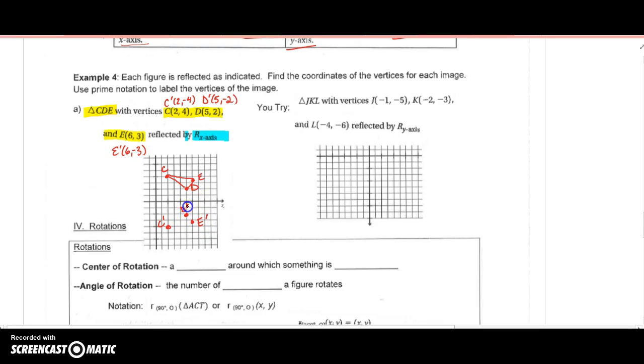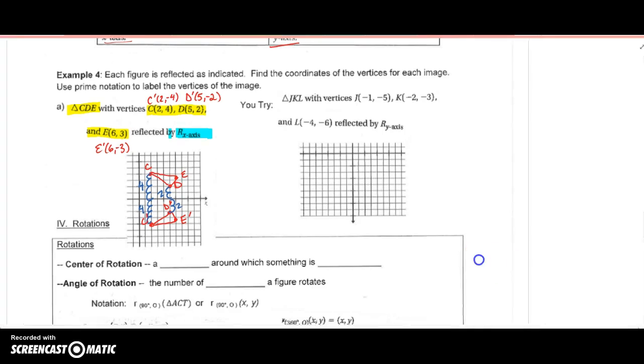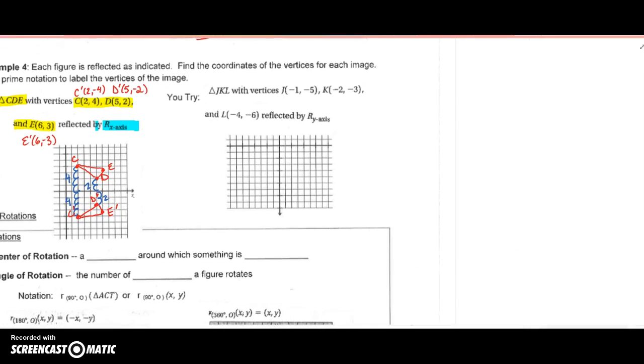Other people think of this in terms of, how far away am I from the x-axis? Here D was 2 spaces away from the x-axis, so my D prime will also be 2 spaces away from the x-axis. That's just a different way to do the same thing. Or C was 1, 2, 3, 4 spaces away from the x-axis, so C prime will be 1, 2, 3, 4 spaces on the other side of the x-axis. Either method will help you to graph them. So I'll give you a second to pause the video and try the U-try, and then we'll come back and check our answers.